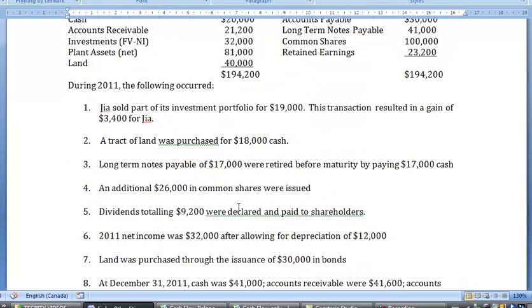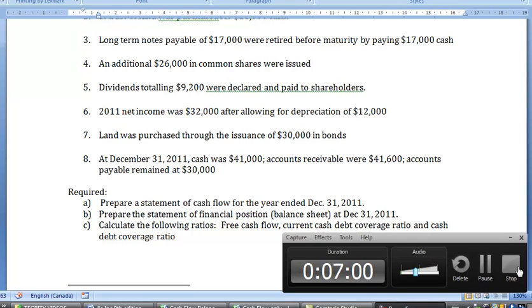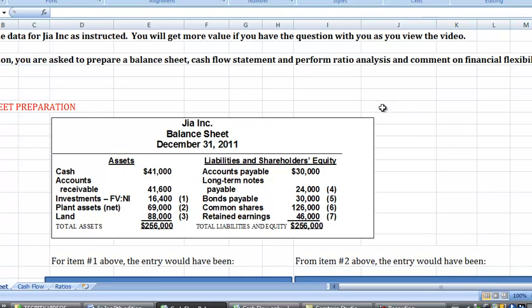And what I'm going to do here is I'm not going to do things specifically in the order that they've given it to you. I'm going to start with the second part first, and I'm going to do the statement of financial position first. So let's begin that discussion. So now, you might be able to follow this a little bit better.